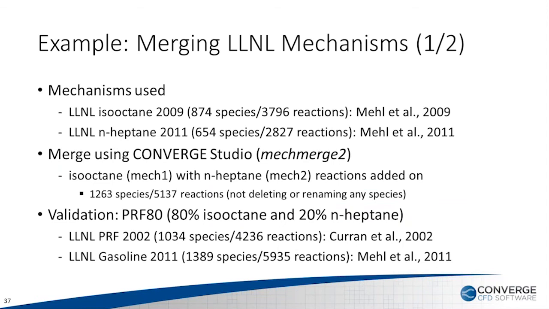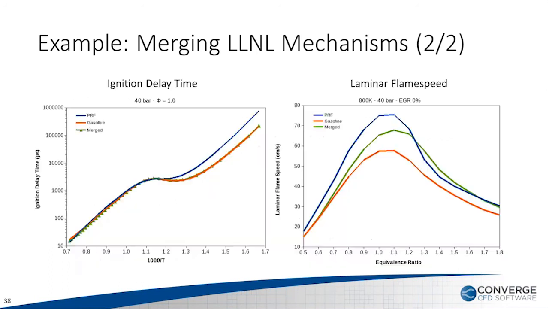Trying to show an example here. I have two mechanisms. One is isooctane, one is n-heptane. And I want to merge the n-heptane mechanism into isooctane. So here are the results for the ignition delay and the flame speed after the merge. Basically, you can see the merged mechanism showing as green. The isooctane mechanism is showing as red, and the n-heptane mechanism is showing as blue.